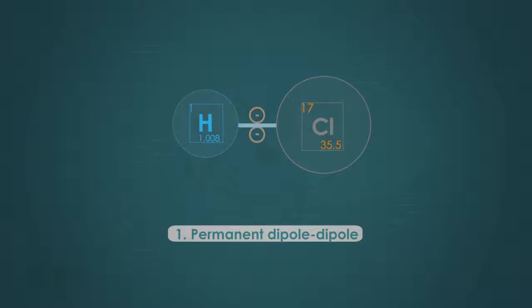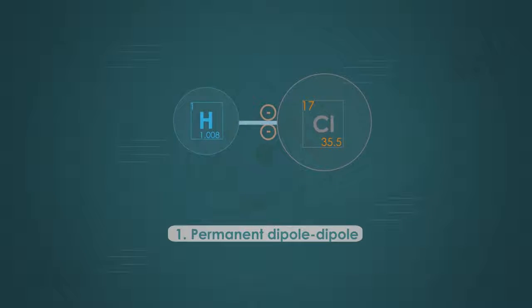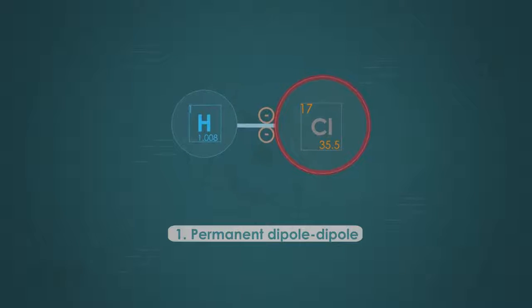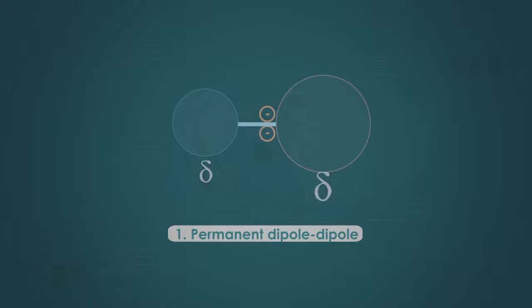Let us take hydrogen chloride as an example. Hydrogen chloride is a polar molecule, as the pair of electrons in the hydrogen-chlorine bond are nearer to the chlorine atom. In other words, they tend to one pole. The chlorine atom has a stronger attraction to the electrons because it has a greater electronegativity than the hydrogen atom. We can represent the hydrogen chloride molecule as H delta positive, Cl delta negative.